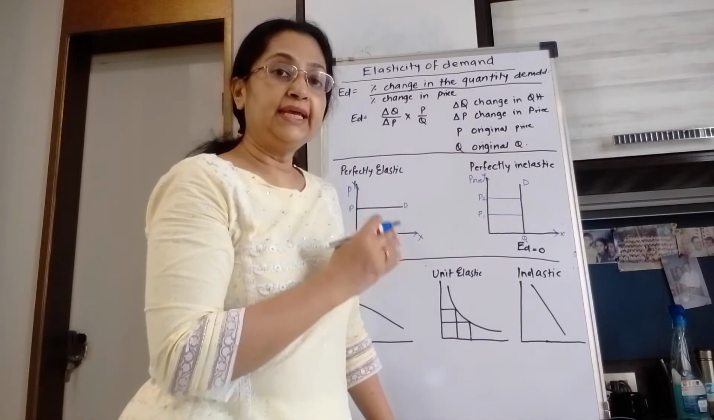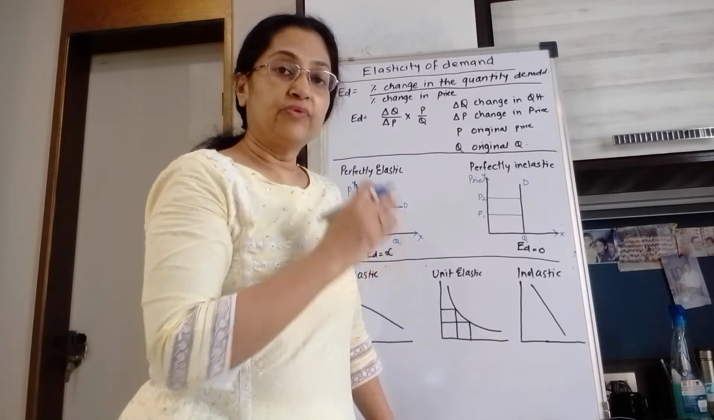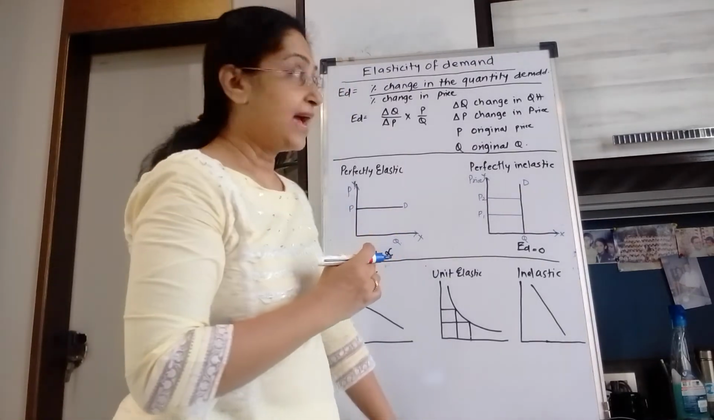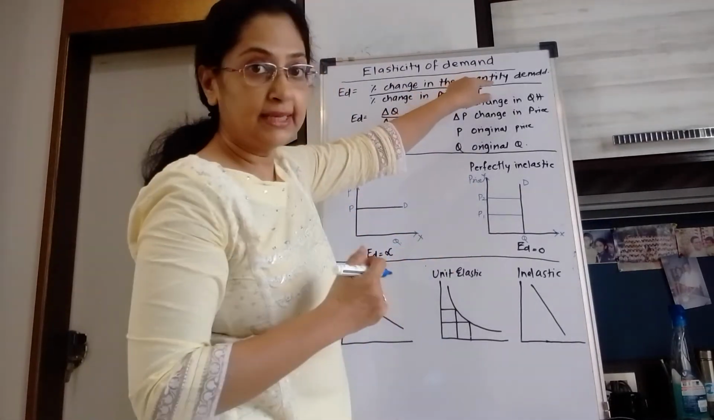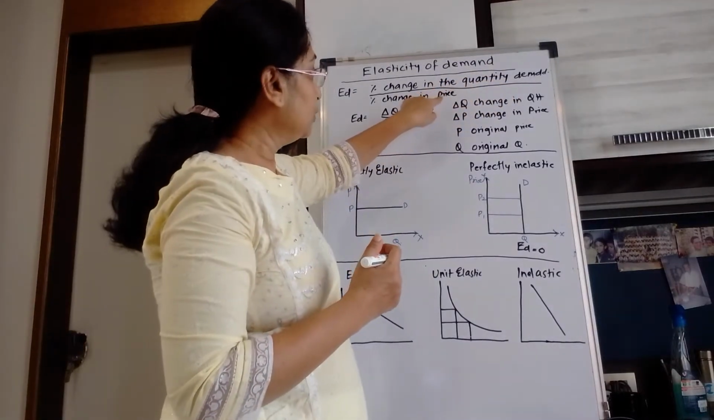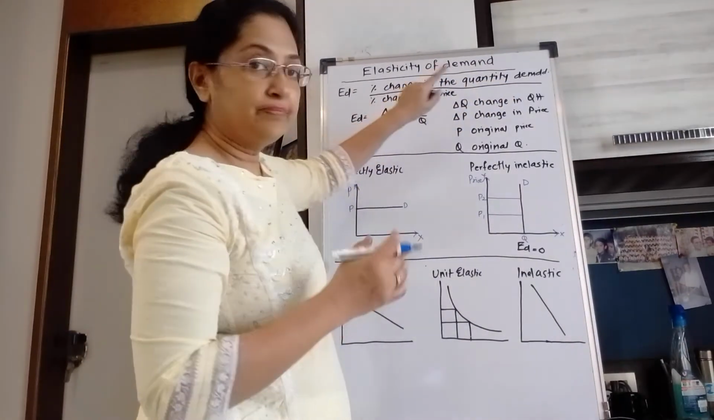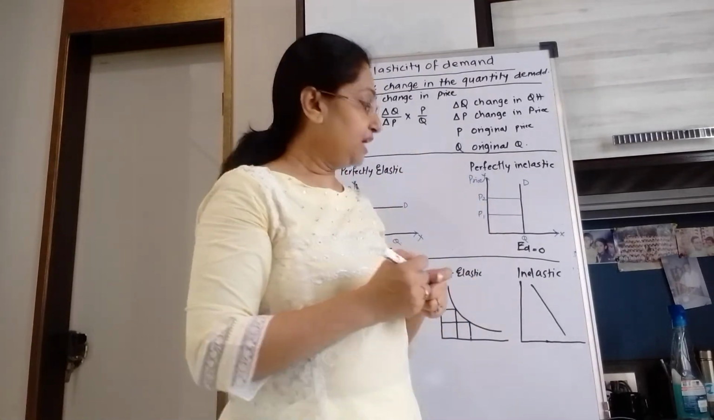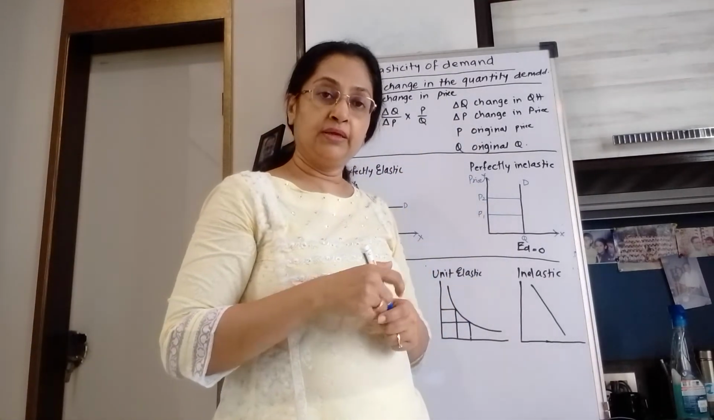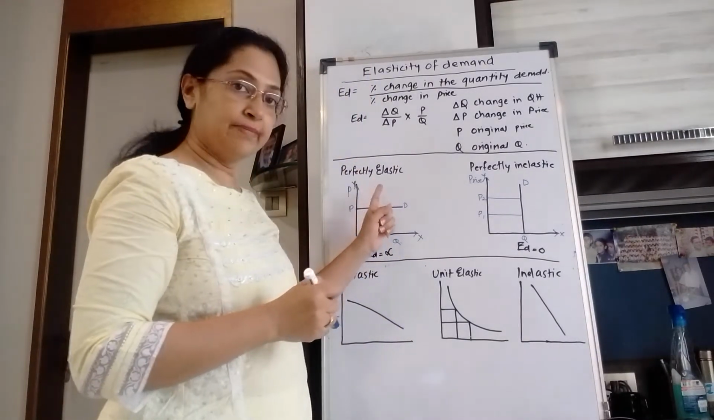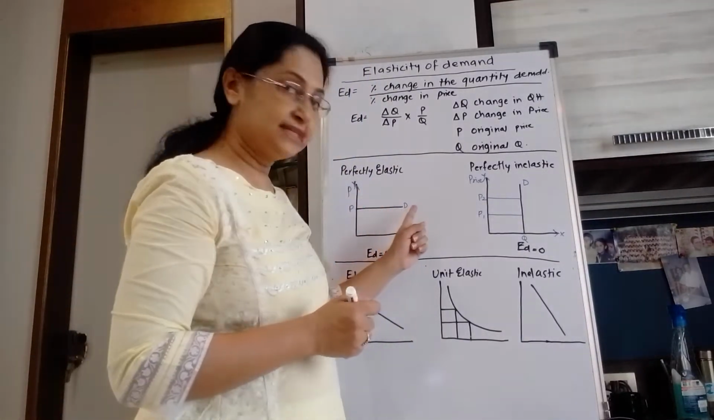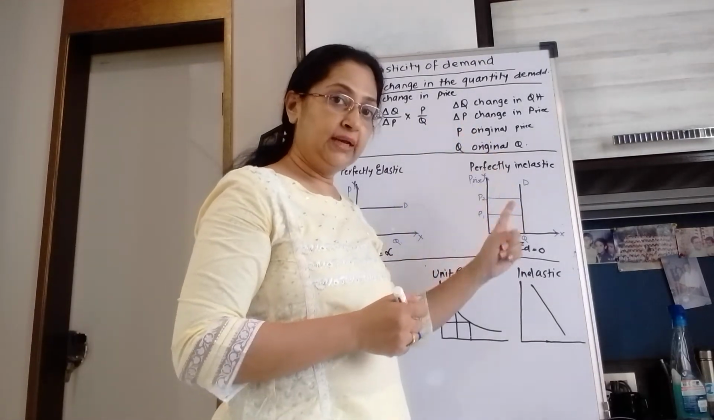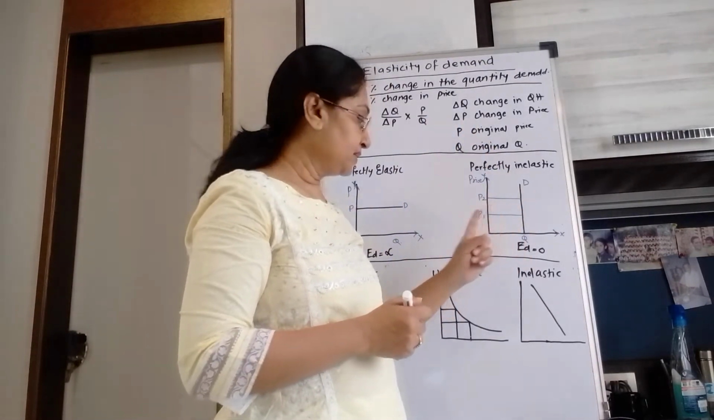So how do you describe this curve? A perfectly inelastic demand is a vertical curve parallel to y-axis, and the ED value becomes 0. As percentage change in quantity demanded is 0, but in the denominator you have some percentage change in price, and 0 divided by anything will give you 0. Therefore, ED value becomes 0. I repeat, perfectly elastic demand curve is parallel to x-axis, that is horizontal. Perfectly inelastic demand curve is vertical, parallel to y-axis.